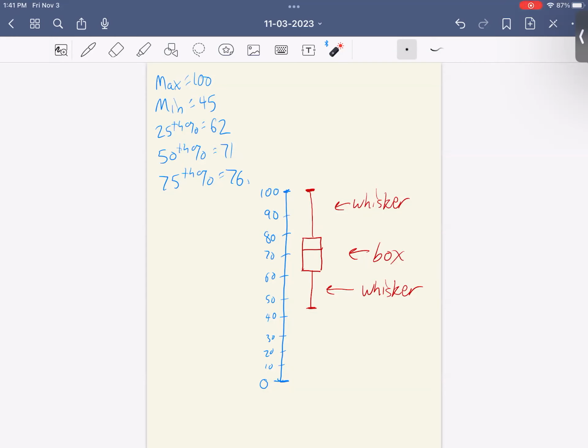Okay, so this is how you draw a box and whisker plot. You need these 5 numbers in order to be able to do it. Once you have these numbers, you draw a box from the 25th to the 75th percentile, put a little line at the 50th, and then whiskers going up to the maximum measurement and down to the minimum measurement. So this is what's called a box and whisker plot.